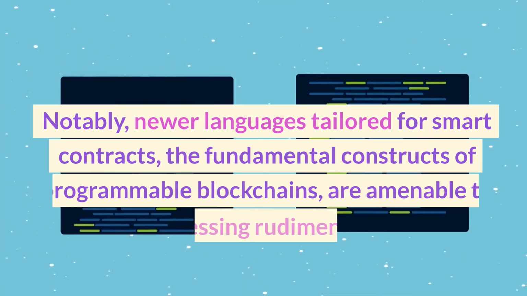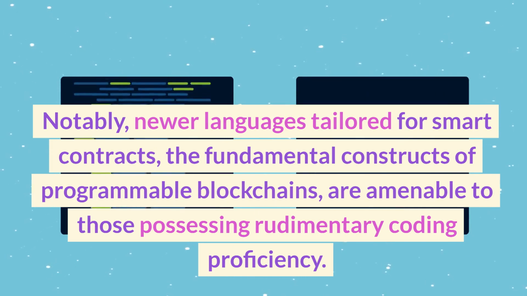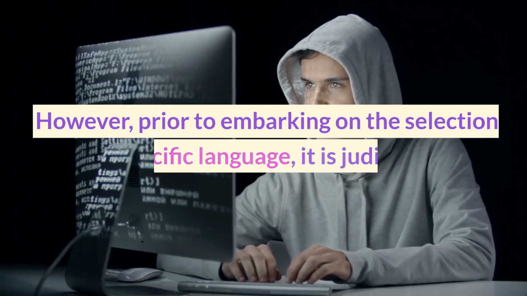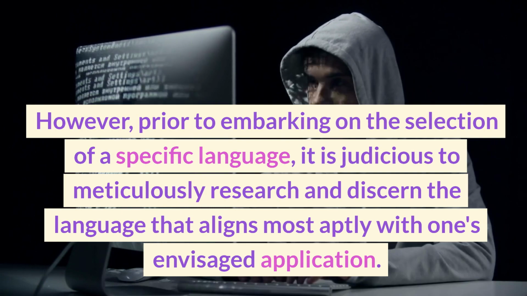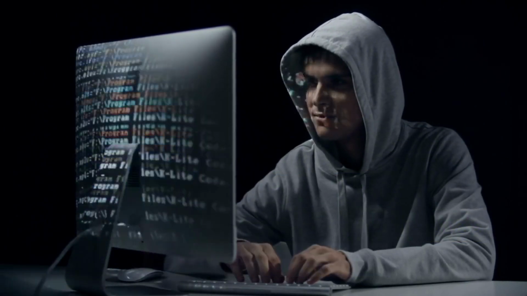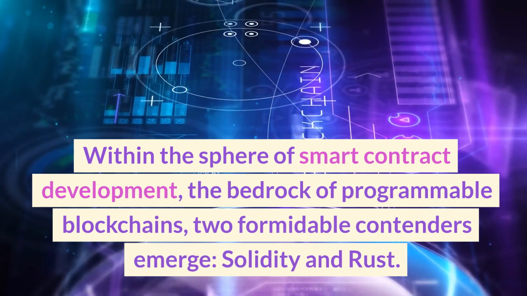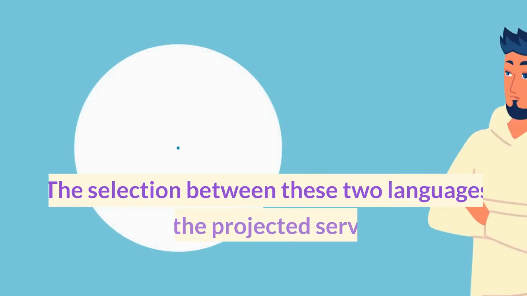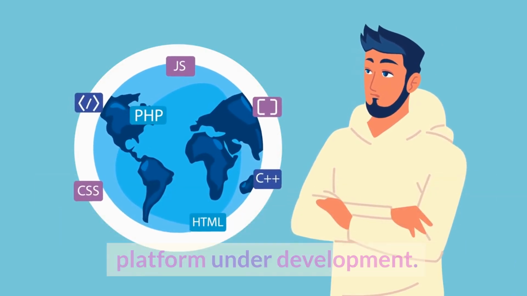Notably, newer languages tailored for smart contracts, the fundamental constructs of programmable blockchains, are amenable to those possessing rudimentary coding proficiency. However, prior to embarking on the selection of a specific language, it is judicious to meticulously research and discern the language that aligns most aptly with one's envisaged application. Within the sphere of smart contract development, the bedrock of programmable blockchains, two formidable contenders emerge: Solidity and Rust. The selection between these two languages hinges on the projected services of the platform under development.